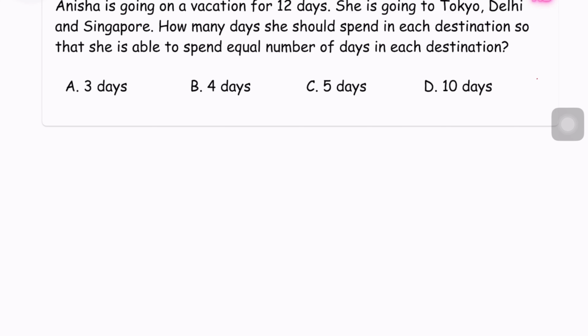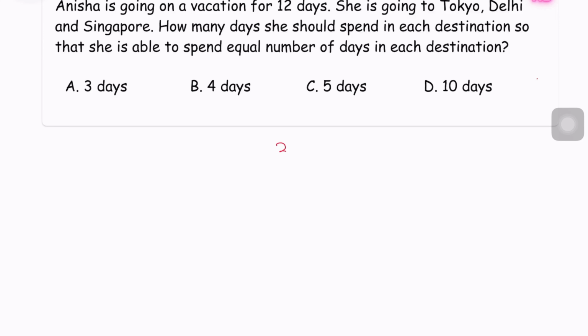Okay, so this is the next question on your screen. Anisha is going on a vacation for 12 days. She is going to Tokyo, Delhi, and Singapore. How many days should she spend in each destination so that she is able to spend an equal number of days in each destination? So this is clearly a division question, right? There are three destinations. In total she has 12 days. So we will divide 12 by 3.